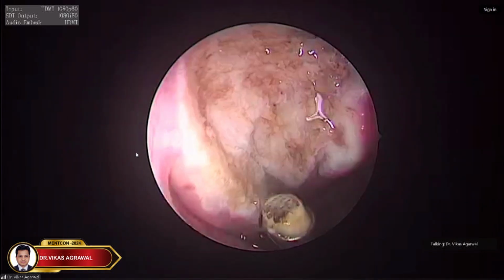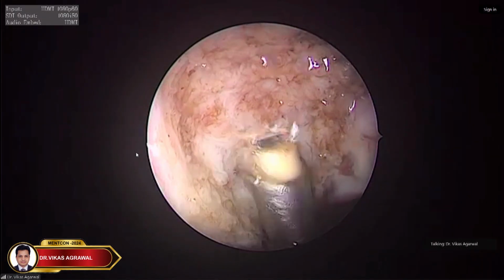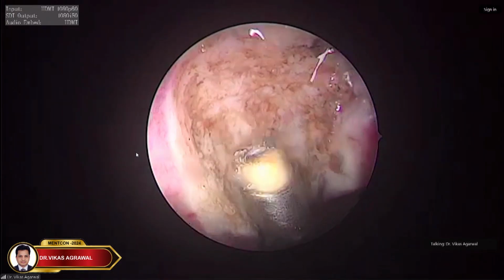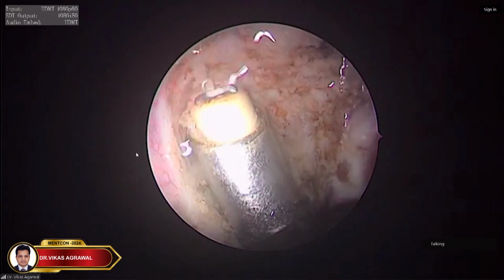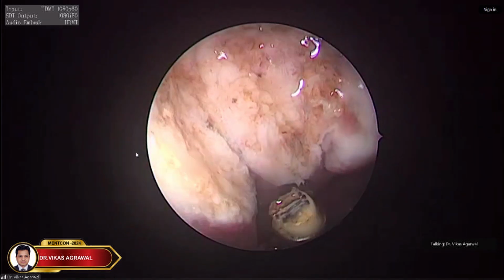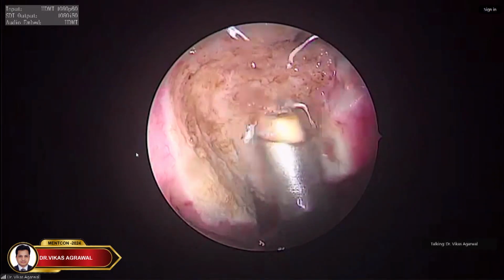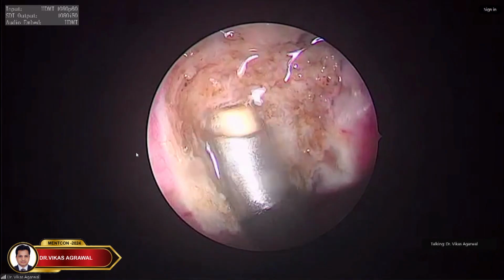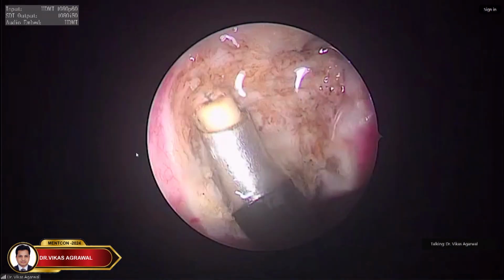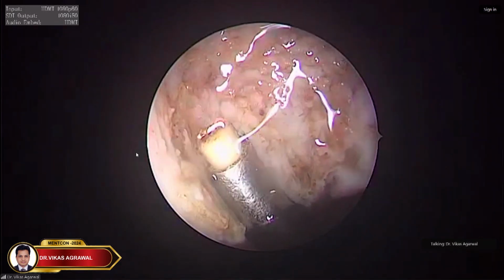Now, this is the lateral boundary. This is the torus tubarius, and layer by layer I am getting into the fossa of Rosenmuller. So that's the fossa of Rosenmuller. Layer by layer. Now you have to look for the pulsations of the internal carotid. Sometimes it can bleed, so increase the saline flow. Put it to maximum. Now see, that's the superior boundary completely defined on the right side. That's the fossa of Rosenmuller.